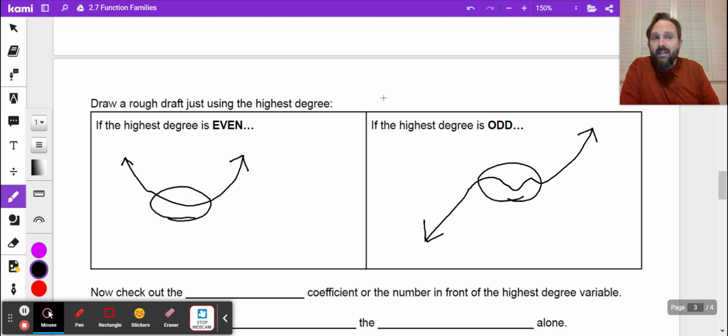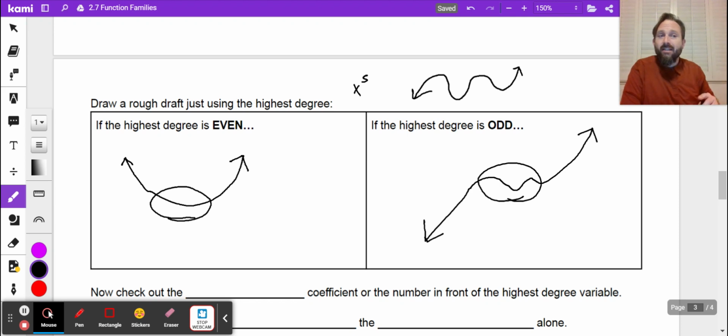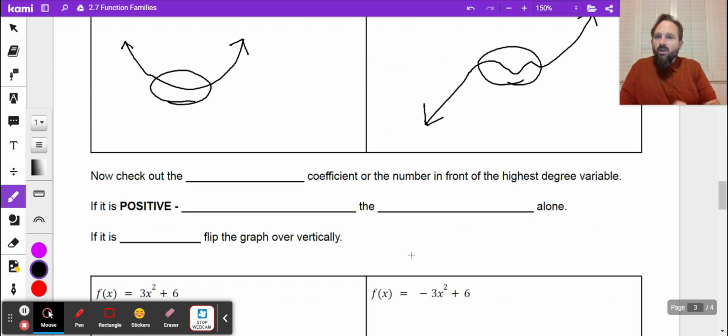Now, we would have to look at the highest degree, and if it was x to the fifth, then it could turn around 4 times, like 1, 2, 3, and then 4, and then be pointing up. But it doesn't necessarily have to look like that. It could look flat. Remember x to the 6th had that flat bottom right there? All right. So let's look at the leading coefficient. We want to know the number in front of the highest degree variable. We don't care about the other ones.